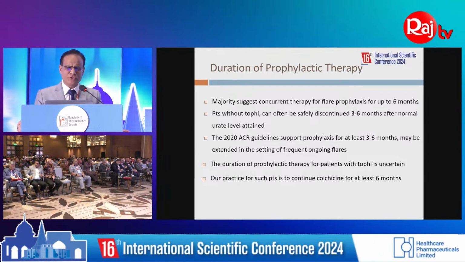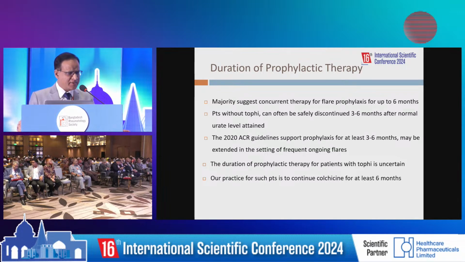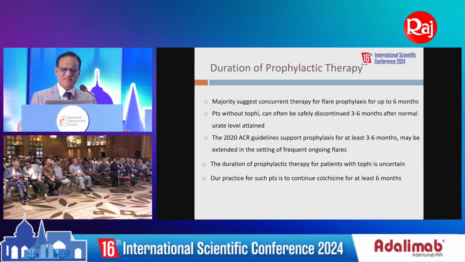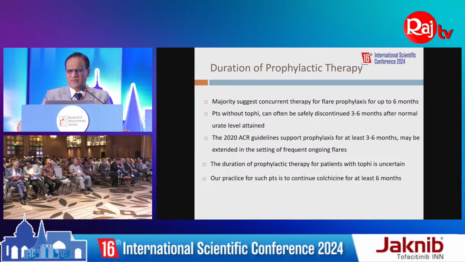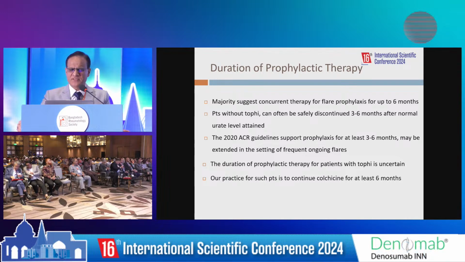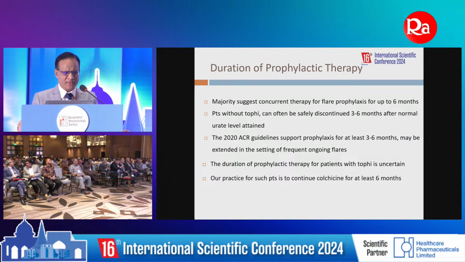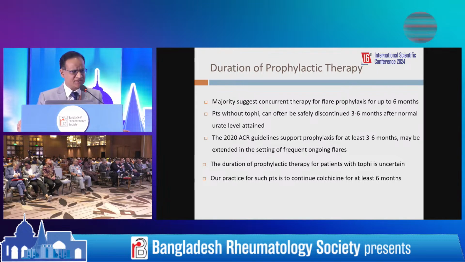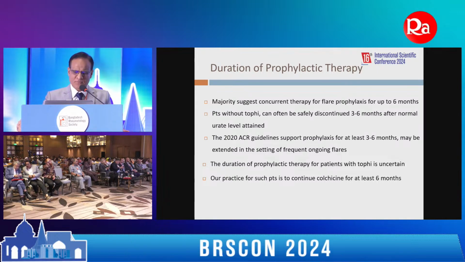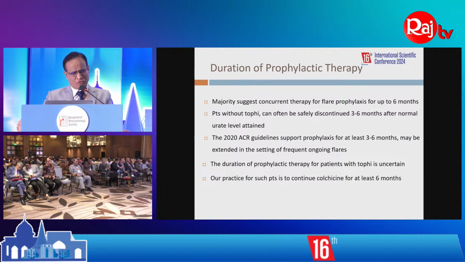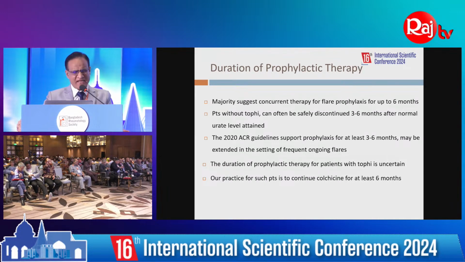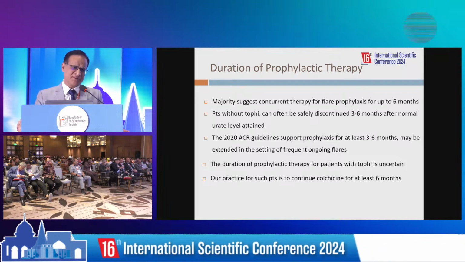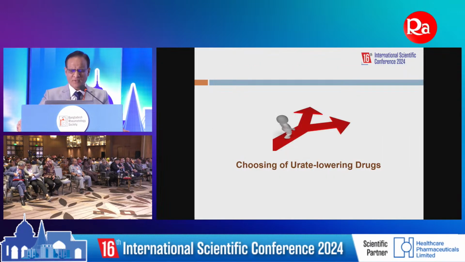How long should we give this prophylaxis? It depends on several factors. The majority suggest that concurrent treatment of flare is usually 6 months. In patients without tophi it can often be safely discontinued 3 to 6 months after a normal urate level. The American College of Rheumatology guideline in 2022 also incorporates these 3 to 6 months. Though with tophi it is uncertain, at least 6 months we should give. This is our practice.